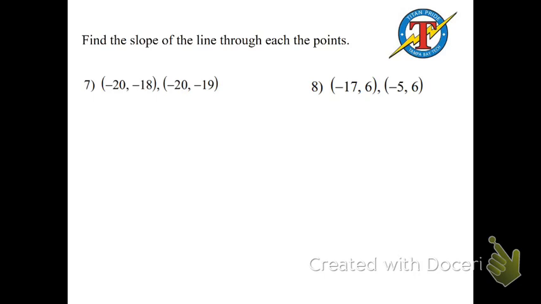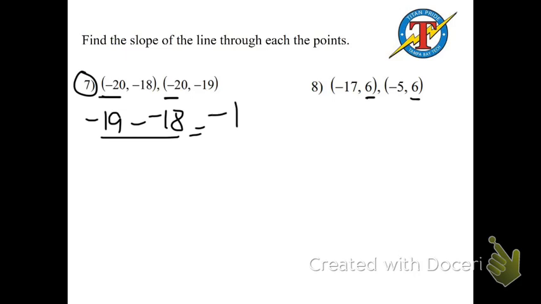by looking at it that on number 7 you have 2 of the same x's, and on number 8 you have 2 of the same y's. When that happens, you're either going to have a vertical or horizontal line, and you can kind of skip straight to the answer. In the numerator, let's go ahead and show you anyway the long way. In the numerator, I'm going to subtract my y's, -19 minus -18, and I'm going to get -1, but it really doesn't matter what I get.